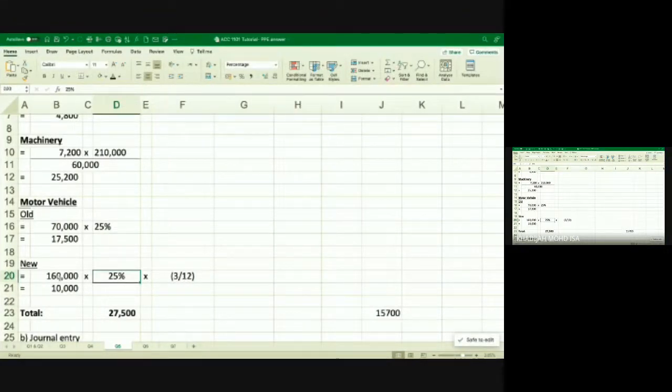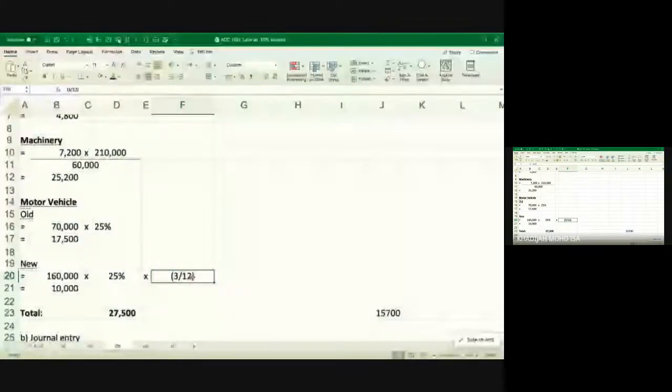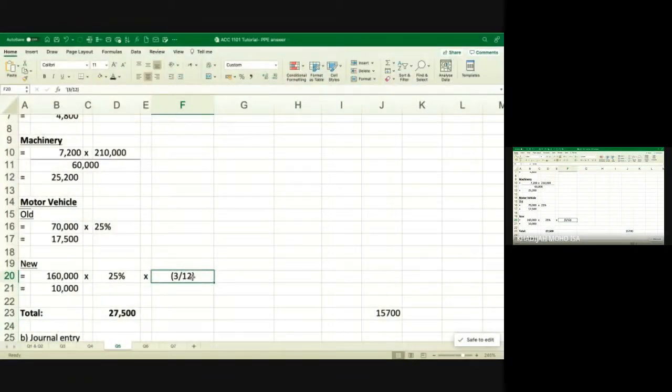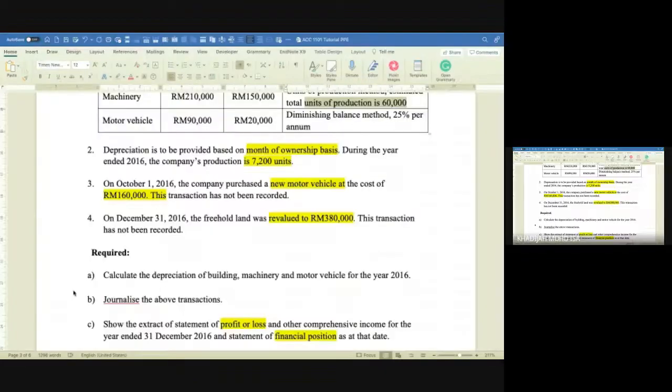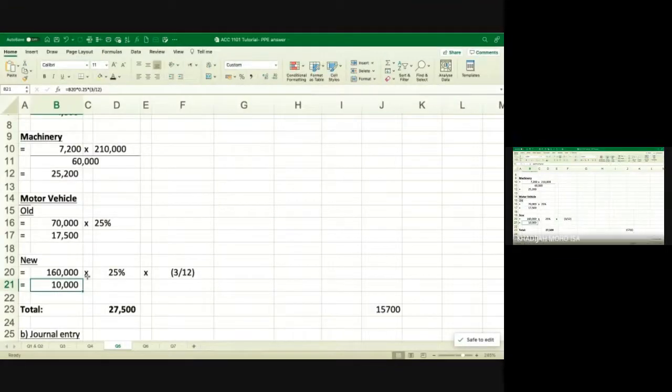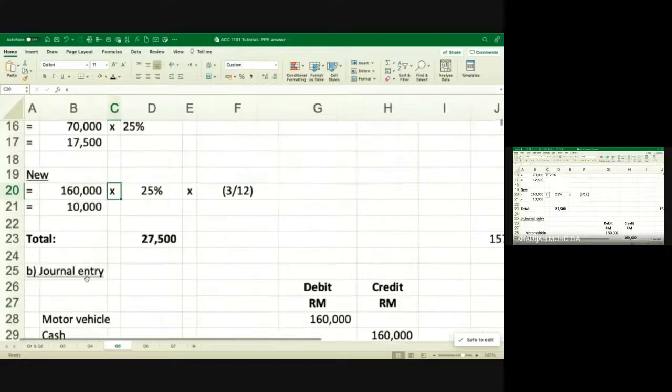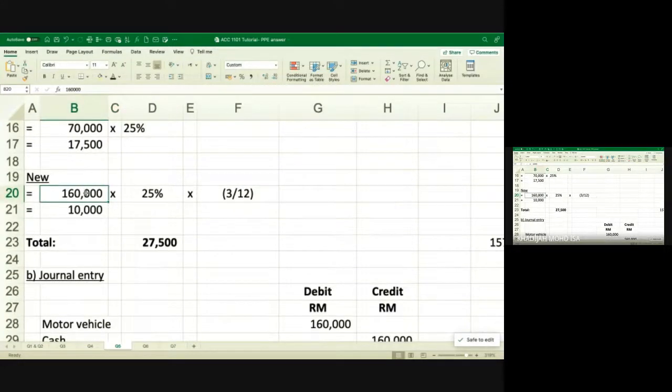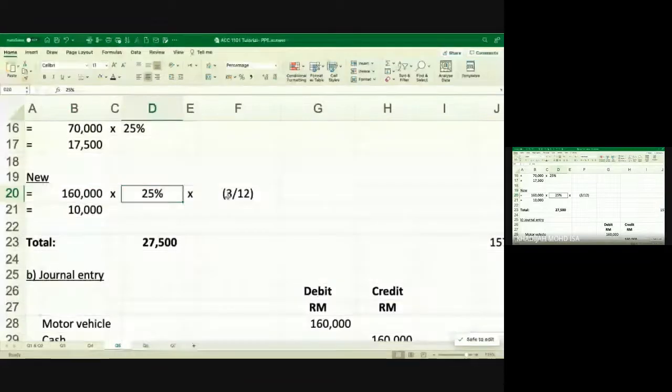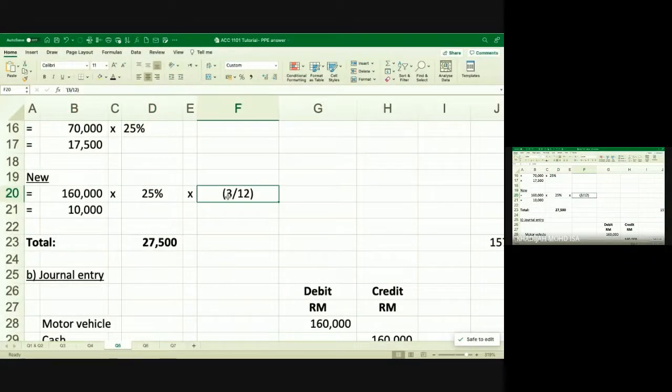So 160,000 is the cost, 25% is the rate, 3 over 12 is the ownership period, 3 months only. Then you get 10,000 for the period. It means that the depreciation for the new motor vehicle is 10,000 for 2016. Are you following this one? You have the cost of 160,000 and the rate 25%, but because you only own the asset for 3 months in 2016, you apportion 3 over 12, because the 25% is per annum.